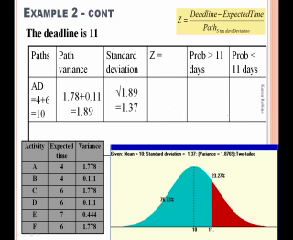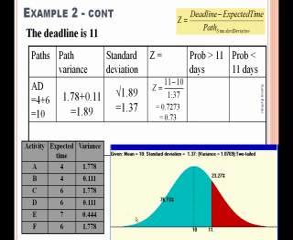So if we now put this into the formula, this looks a little bit like the normal distribution formula. So you have your deadline, which is 11, your expected time divided by your standard deviation. So our deadline is 11, our expected time is 10, and our path standard deviation is 1.37. So we get a Z value of 0.73.